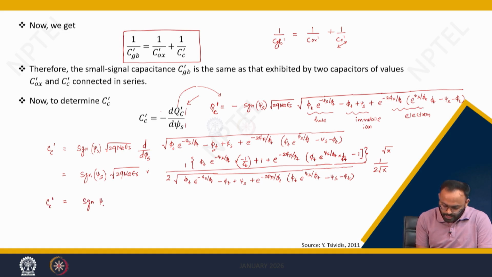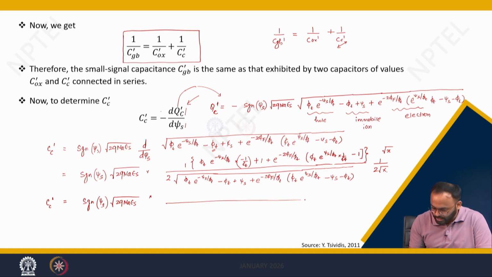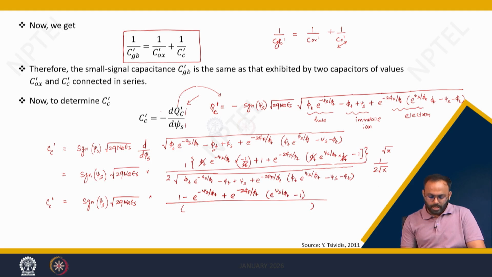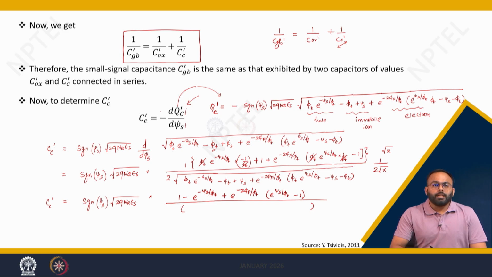which gives as signum of psi s by into square root of 2 into q into Na into epsilon s into this. Only the numerator I am rearranging, denominator will be the same, right? In the numerator, phi t and phi t get cancelled, here phi t and phi t get cancelled, ultimately you will get 1 minus e to the power of minus psi s by phi t plus e to the power of minus 2 phi f by phi t into e to the power of psi s by phi t minus 1. So this is the channel capacitance with respect to psi s.